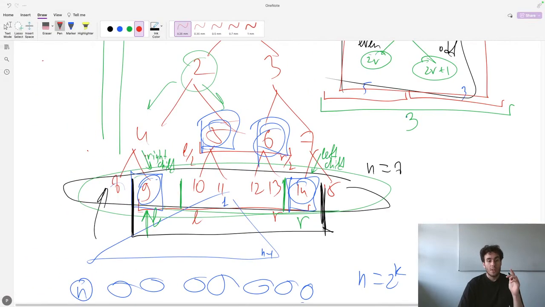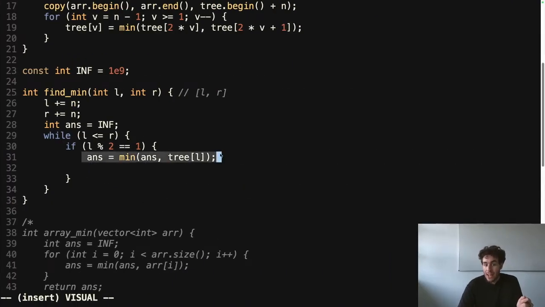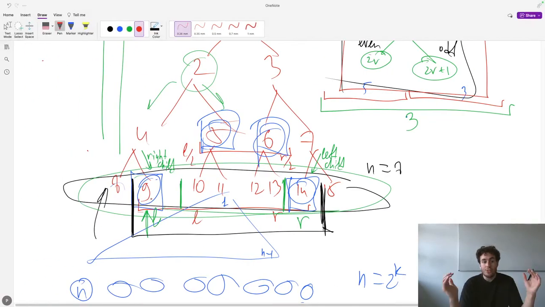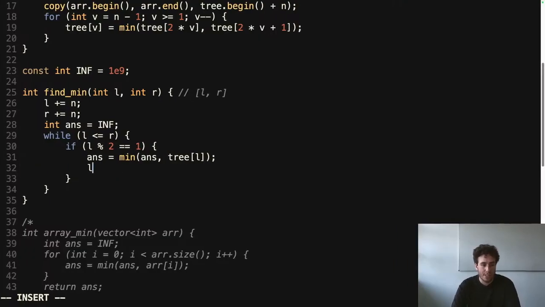Okay, yeah. So we have a segment from L to R. And if the left bound is odd, I need to get rid of it. So I add this value to my answer, right? I take the minimum of answer and this tree L. And then I need to shift my bounds inside my segment. So I need to increase L, right? So L plus plus, or L plus equal 1, whatever.